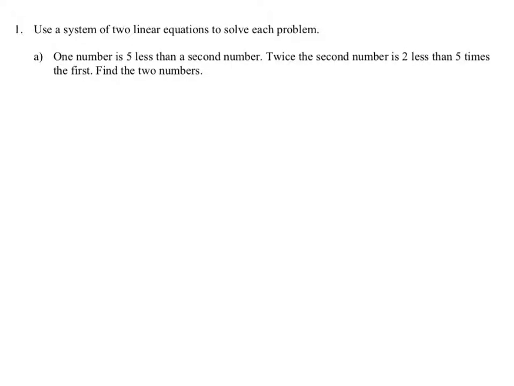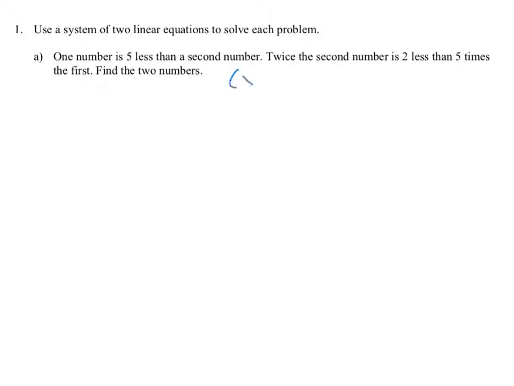Here we want to use a system of two linear equations to solve each problem. First thing we should do is read the entire problem, identify the variables, and then translate each sentence into an algebraic equation. One number is 5 less than a second number. Twice the second number is 2 less than 5 times the first. Find the two numbers. So the variables in this problem are the two numbers, which we'll call x and y.